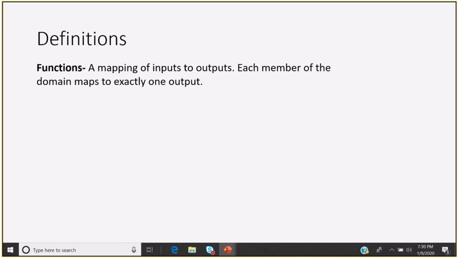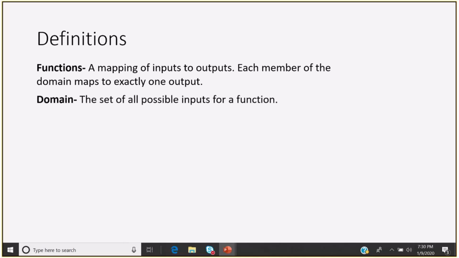But in order for a mapping to be a function, there's a very specific quality that needs to be met, and that's that every member of the domain maps to exactly one output. Every number that I'm starting with doesn't get mapped to two other places. So I wouldn't map 2 to 4 and also 2 to -7. That is no longer a function.